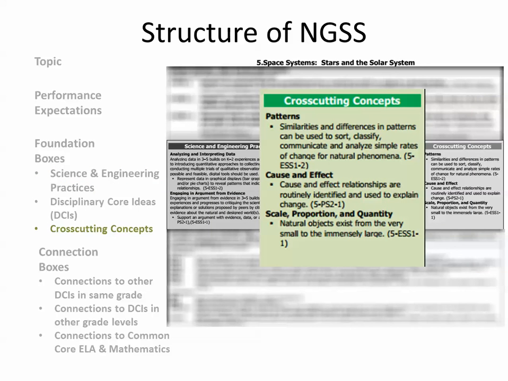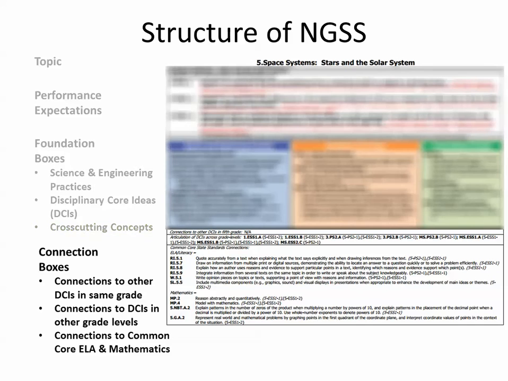On the right-hand side are the cross-cutting concepts. These are the overarching themes that prevail throughout science. In this case, you can see patterns, cause and effect, scale, proportion, and quantity are all things that run through all areas and branches of science. Underneath the foundation boxes are the connection boxes, and they do various other things.